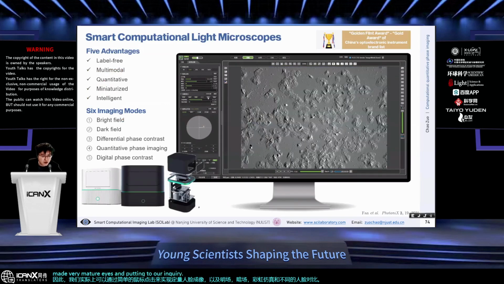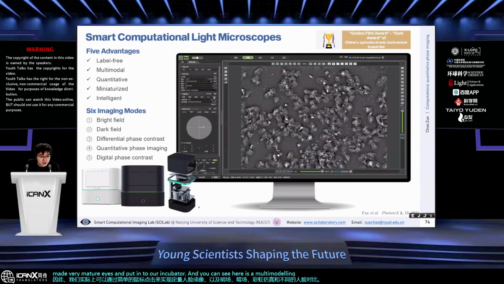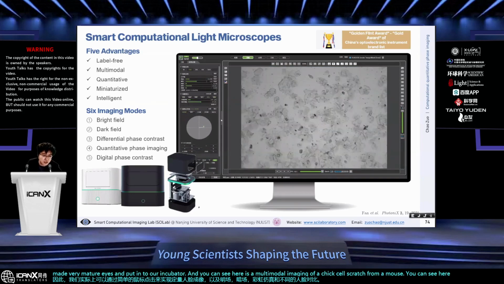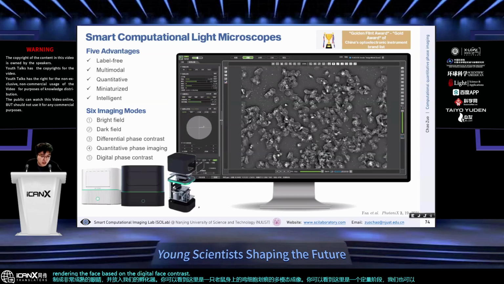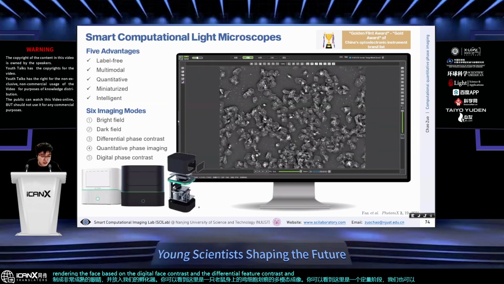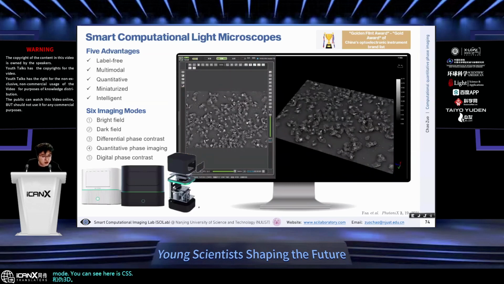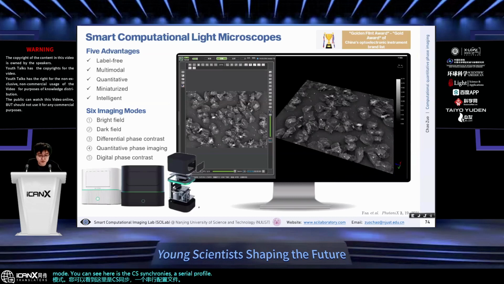And you can see here is a multimodal imaging of our chick cell scratch from our mouse. You can see here is the quantitative phase, and we can also render the phase based on the digital phase contrast and the differential phase contrast, and we can also show the phase in pseudo 3D mode. You can see here is a cell synchronous cell profile of the chick cells.